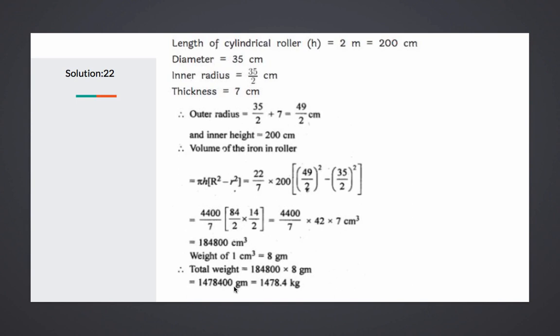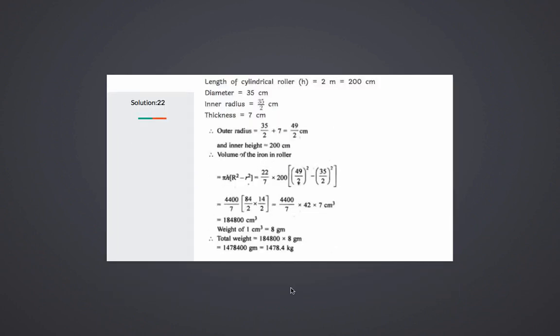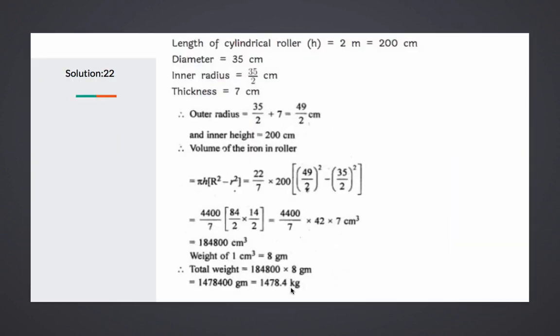So you can also write it in kg. The answer is divided by 1000. So 1478.4 kg. Okay, clear students, this part? So this was solution number 22.